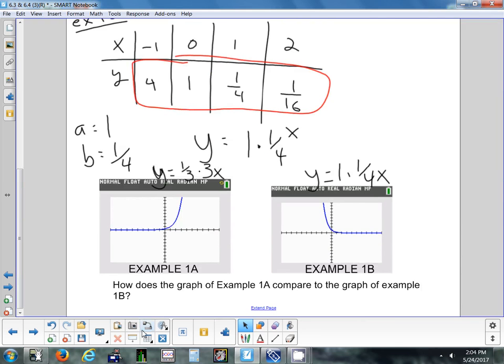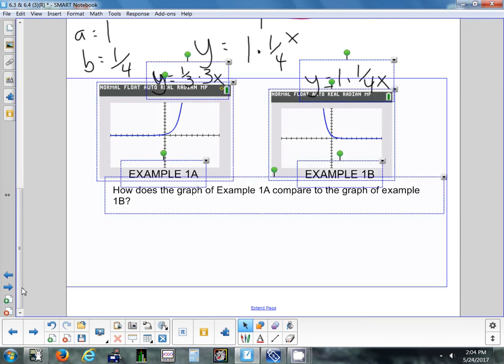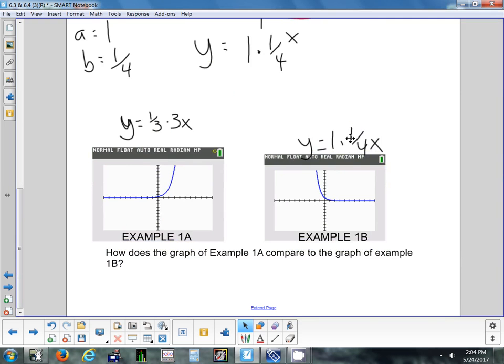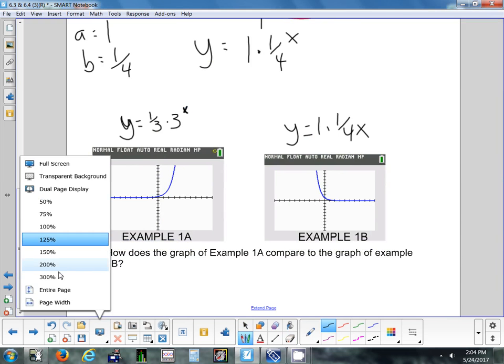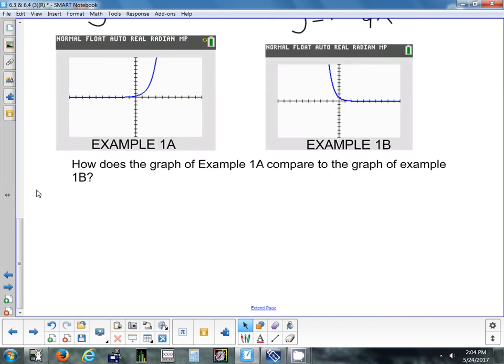Okay, so the one on the left is the one that we did first. This one here, y equals 1/3, the x should be up here. I'm sorry, mistake. Go fix that for me. So this is the first one that we graphed. This is the second one that we graphed. You don't have to graph them, guys. But how are those graphs different?